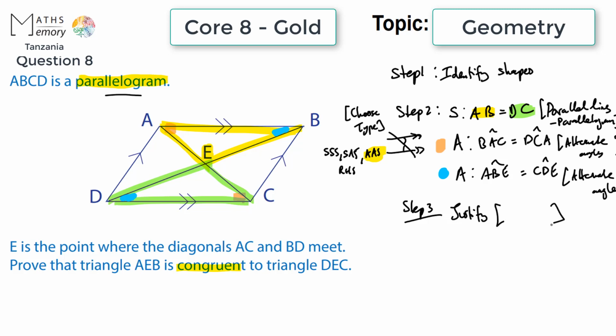That means in a bracket, and therefore the answer is SAA. Or you could say AAS. It doesn't really make a difference. That is your final answer for this. The 3 steps, going back again, we got identify shapes, choose your type, and justify it in the brackets. And there's your final answer for this. It could be a different answer if you justify it correctly, by the way.